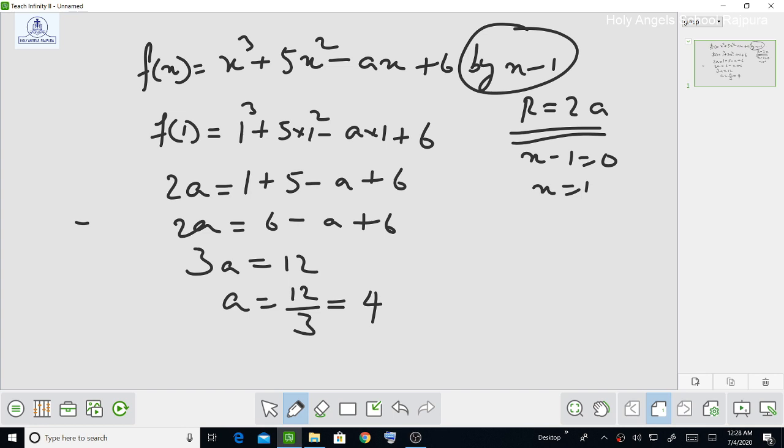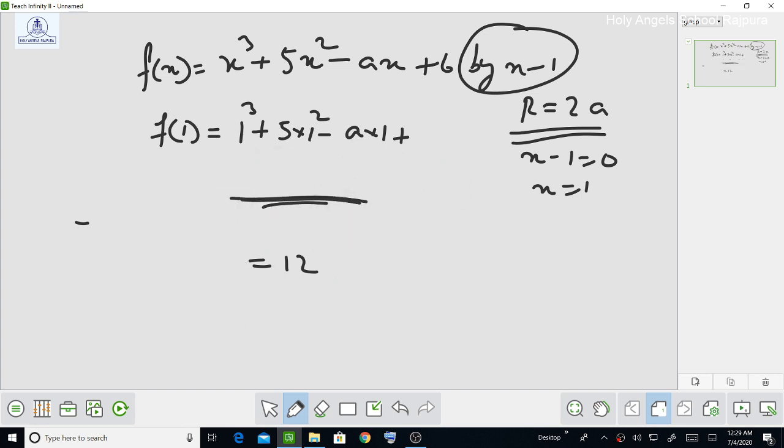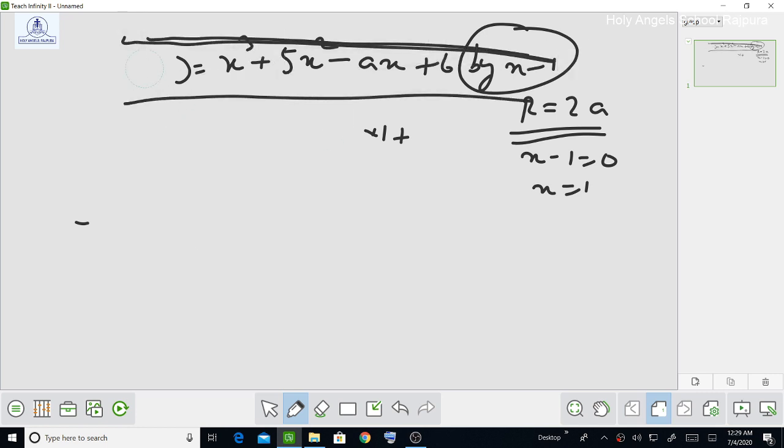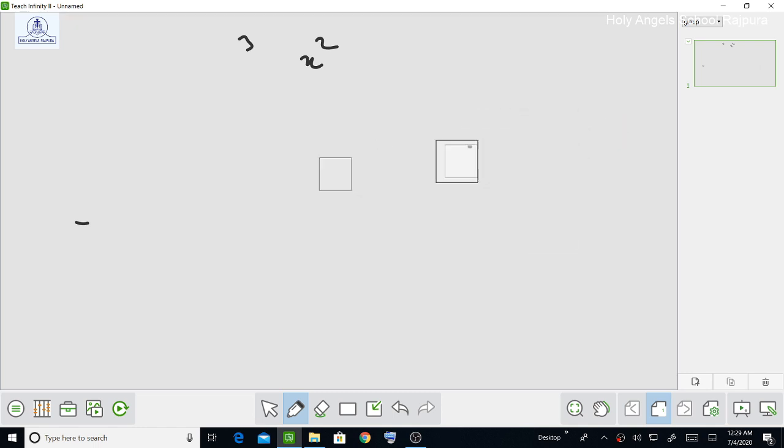The remainder is already given. 2a is equal to 1 plus 5 minus a plus 6. That is 1 and 5, 6. 2a is equal to 6 minus a plus 6. A terms are collected together. 2a plus a become 3a is equal to 12. A is equal to 12 by 3, that is equal to 4. Now, if in any question it is given to prove that something is a factor, what do you have to prove? There is no remainder. Remainder is 0. That is what we see in the next question.